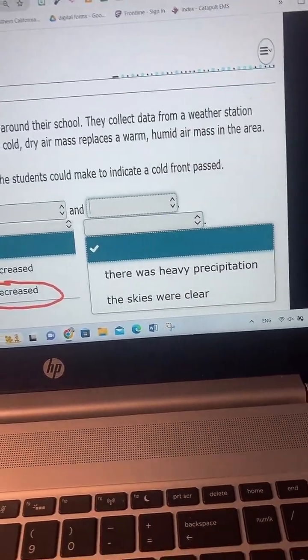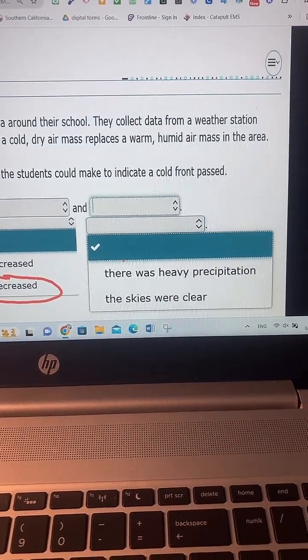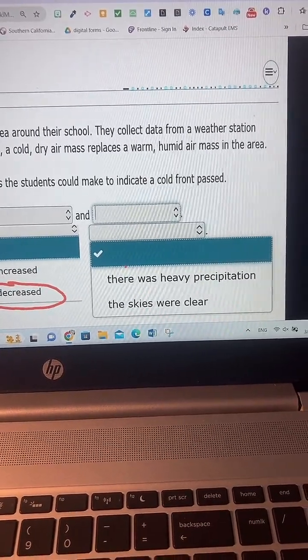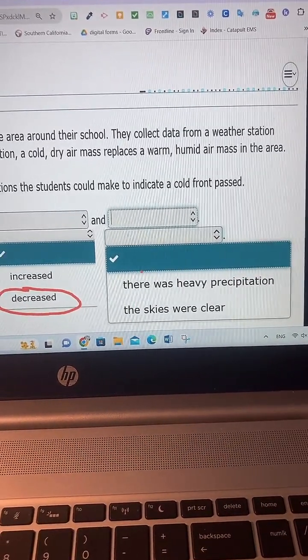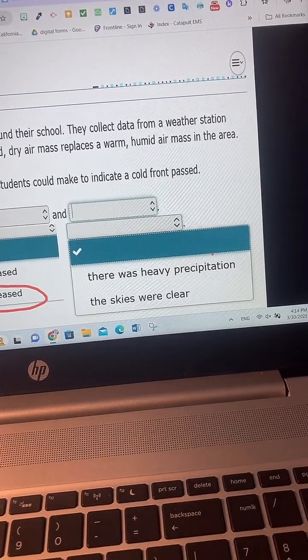Now, what happens because of the cold front? Well, actually, this is something you have to know. The cold air, because it is more dense than the warm air, goes below the warm air, and because of that, the warm air goes up.